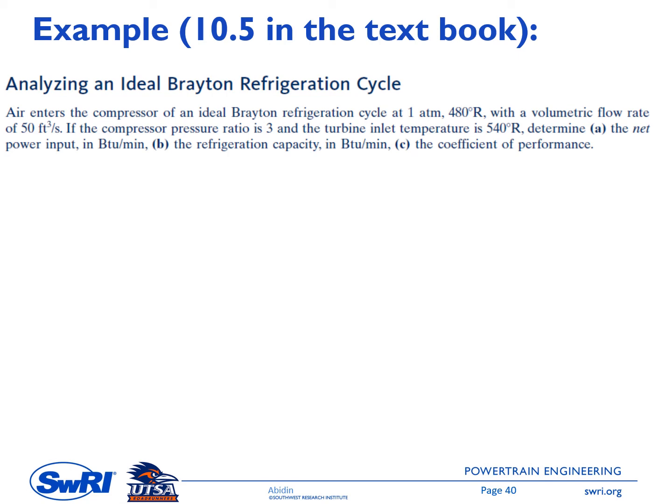Let's take a look at this simple example. Air enters the compressor of an ideal Brayton refrigeration cycle at 1 atmosphere and temperature of 480 degrees Rankine with a volumetric flow rate of 50 cubic feet per second. If the compressor pressure ratio is 3 and the turbine inlet temperature is 540 degrees Rankine, determine the net power input in BTU per minute.